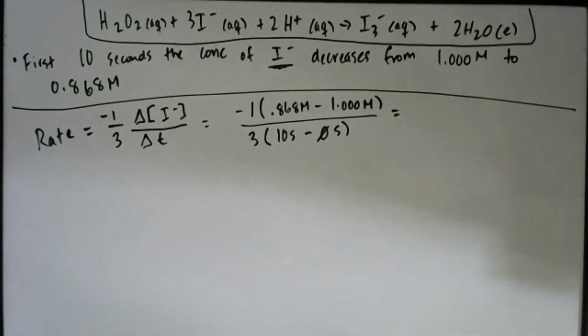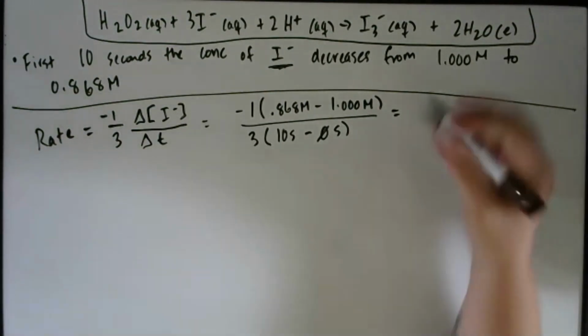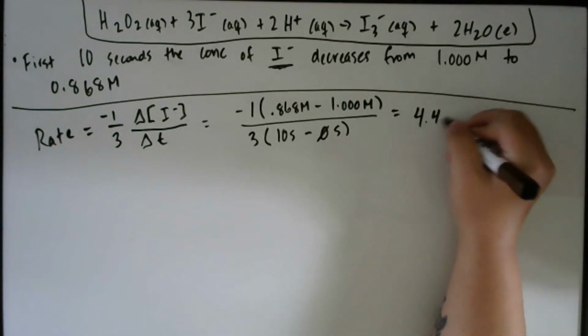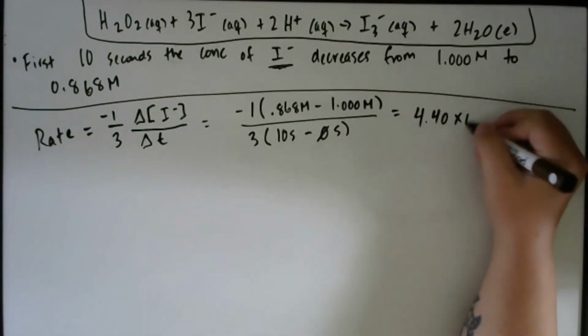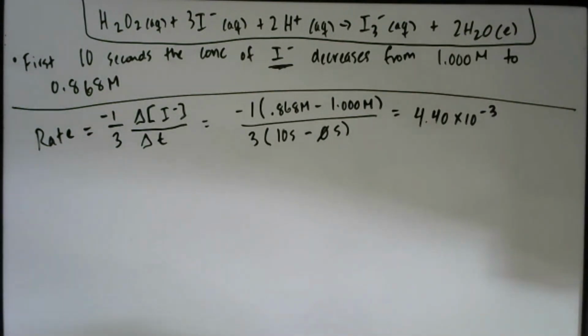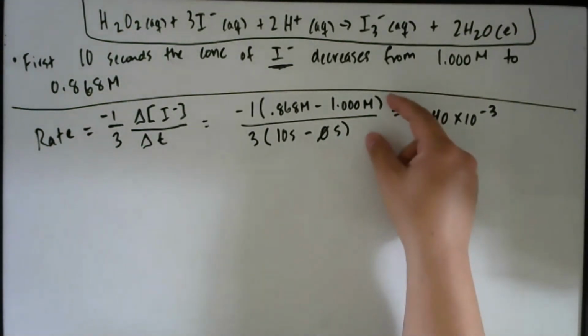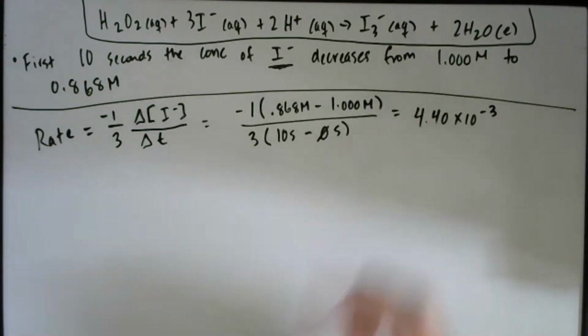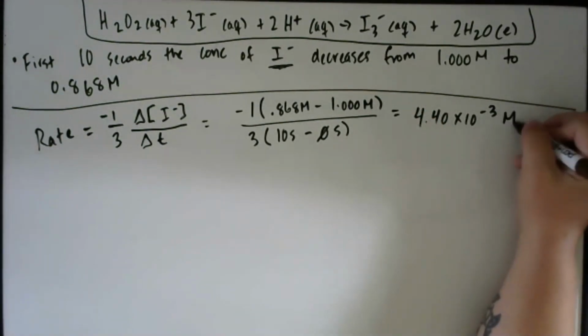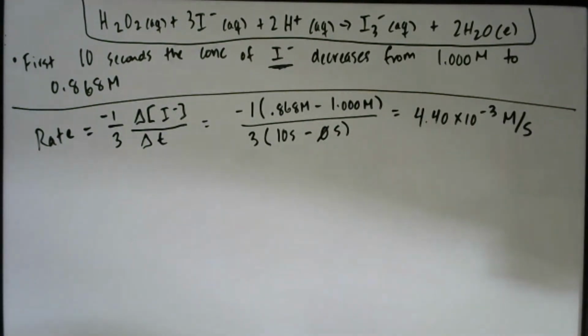Okay, and this is going to give us our rate. So our rate is going to be 4.40 times 10 to the -3. And our units here are given when we solve this problem, right? We have molarity on top and seconds on the bottom here. So we have molarity over seconds as our unit here for rate.